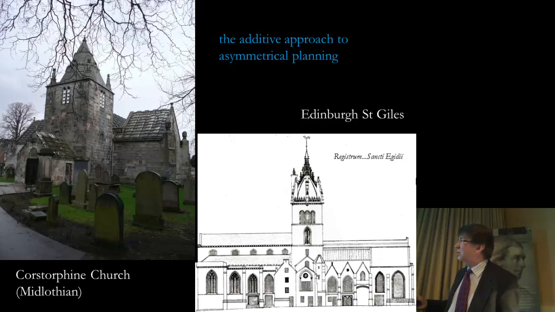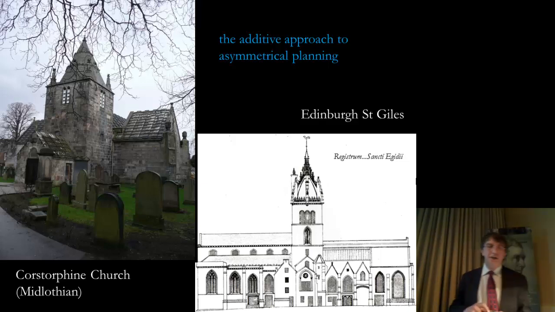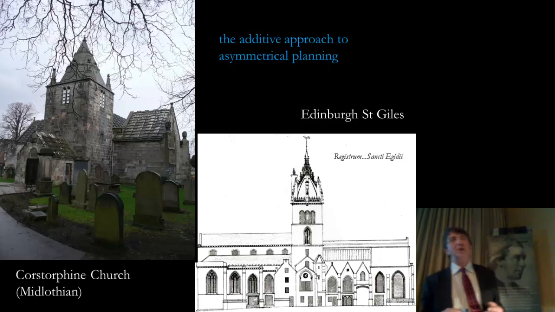But of course, this is taken to absolute extremes in the collegiate church, eventual collegiate church of Edinburgh, St Giles, where there was just absolutely no attempt to get any sort of even balance between the different parts of the building externally. There may be reasons for this, of course.